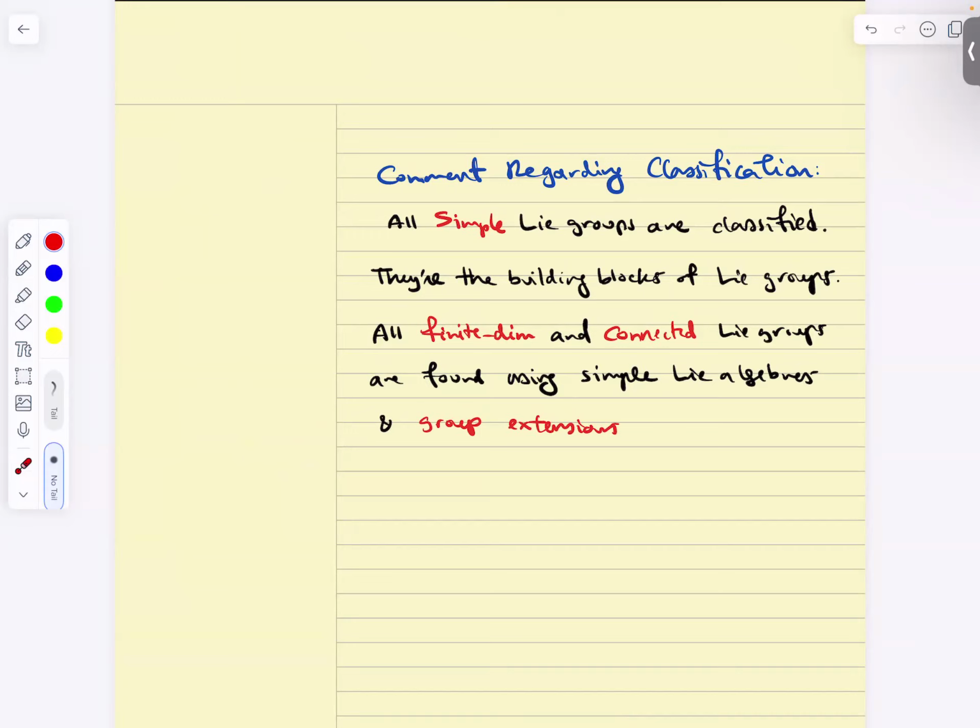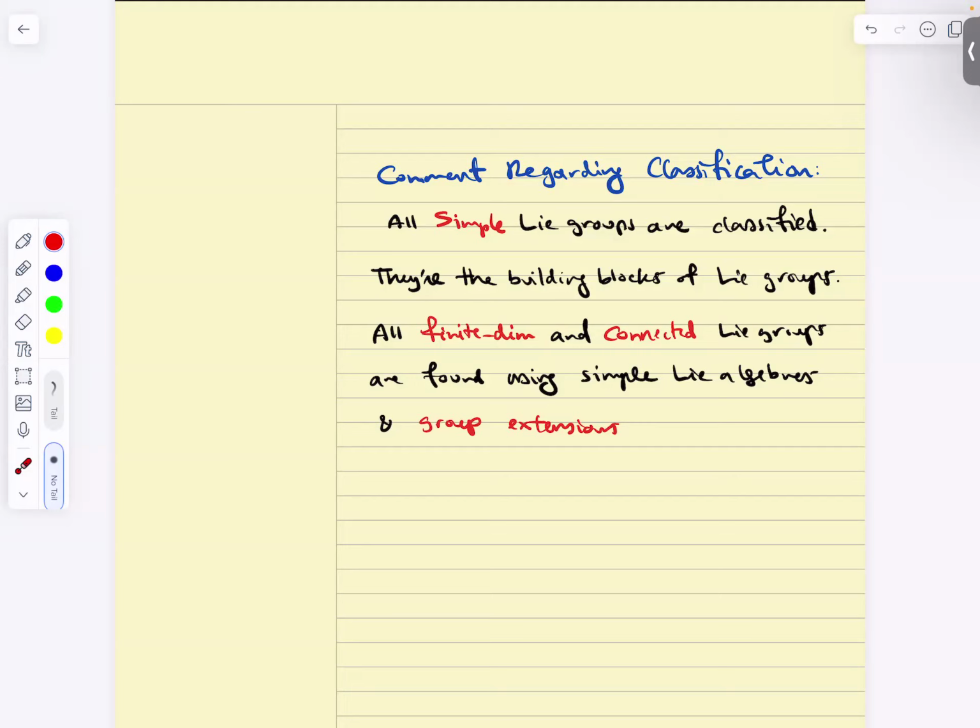All right, I talked about classification last time very colloquially. Now, I'm just going to make a statement. If we do get to the end of this lecture or the next lecture, hopefully this comment regarding classification will make sense. So I just said Lie groups and Lie algebras are classified. Not really, but for all practical purposes, for physicist purposes, they are. So here's the statement, which is rigorous. All simple Lie groups, to be defined, are classified. This is the true statement. They are the building blocks of Lie groups.